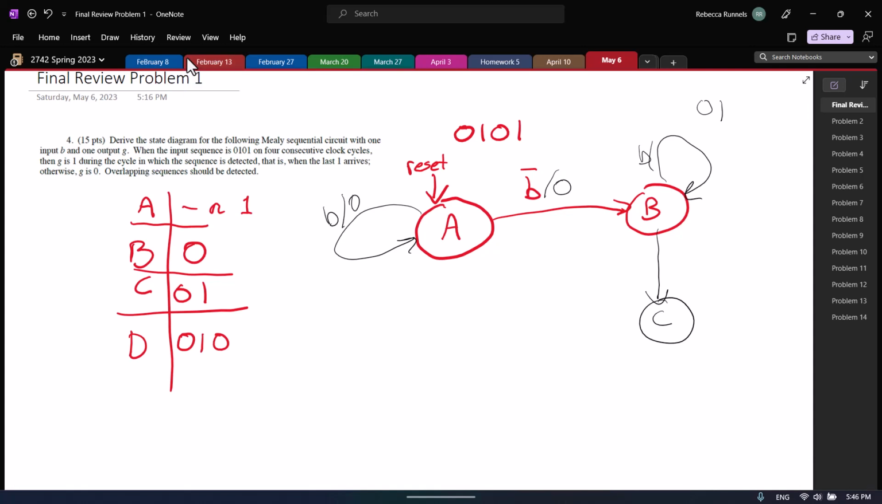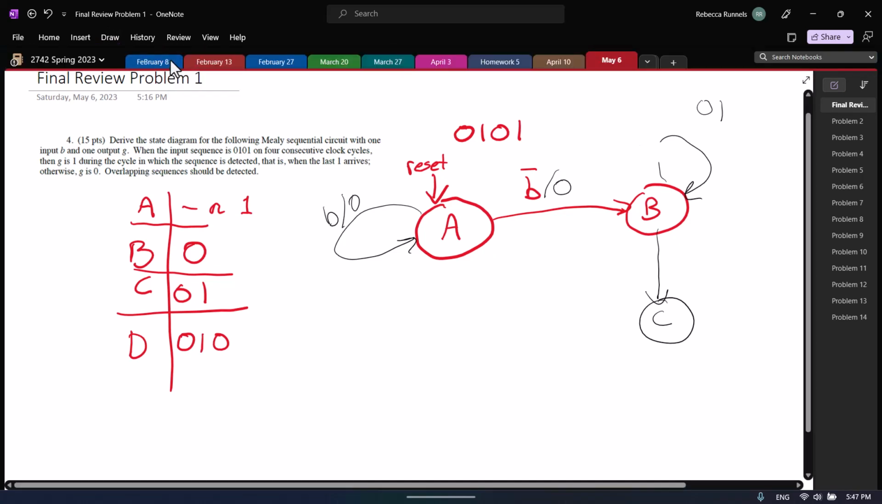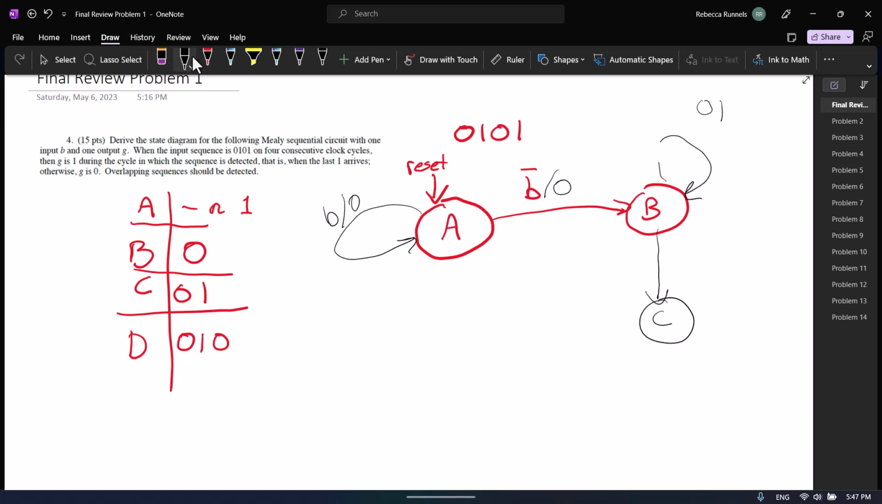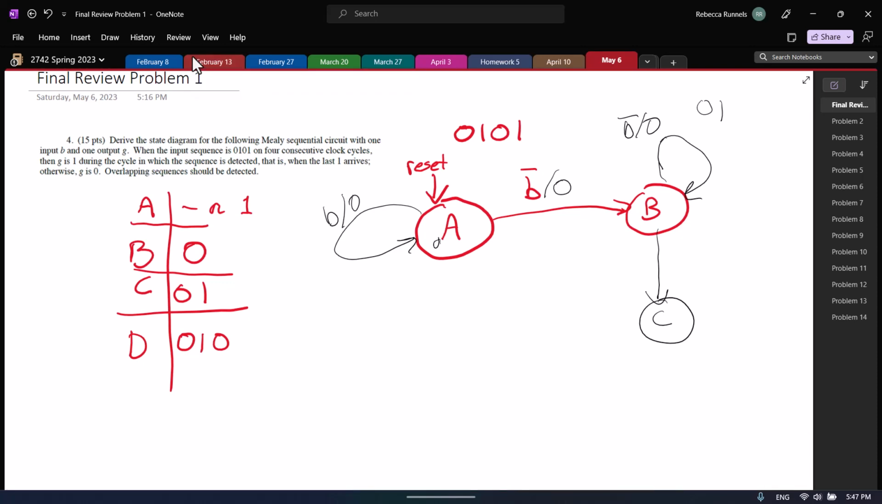Rebecca, I have a question. I don't know if you watched Vedi's recording. Do you think state A is what he calls got zip? Yes. That is what he calls got zip. Yep. So this one was B bar and 0. So yes, this is the same as got zip.